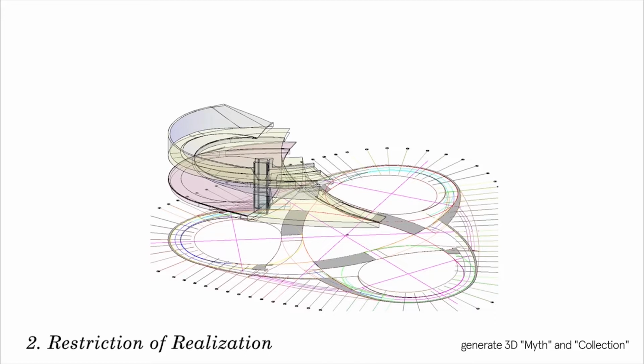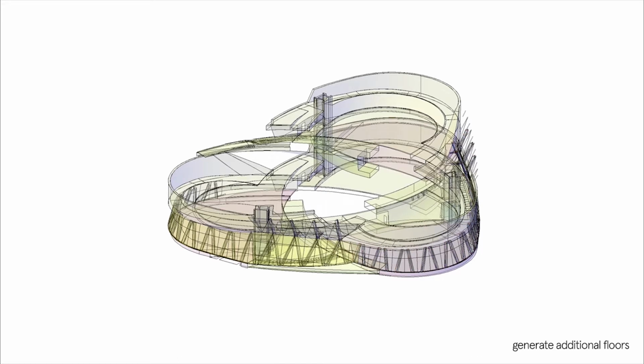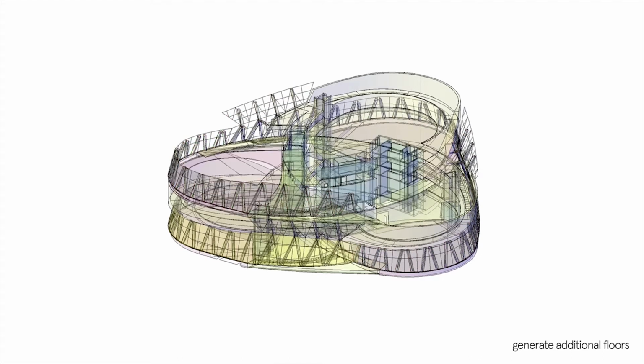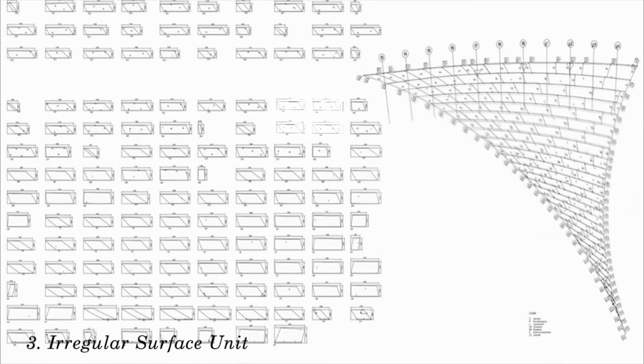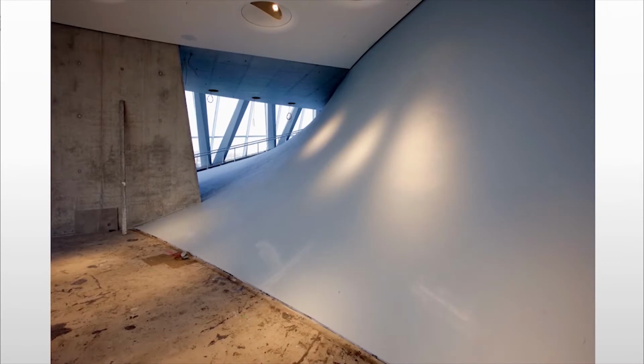The second is restriction of realization, because it can't be constructed as the designed prototype like 3D digital tool programming. The third is the irregular surface unit. The format, according to the irregular unit, is tailored to each 3D curve structure. There are time problems that need to be produced directly. And also, due to non-reuse problems, there are budget problems.